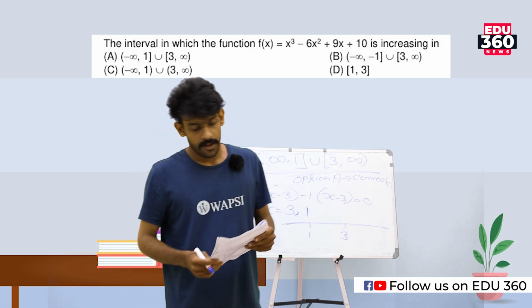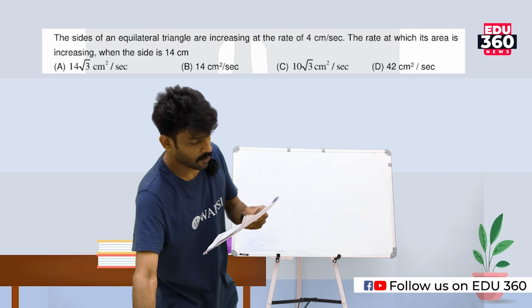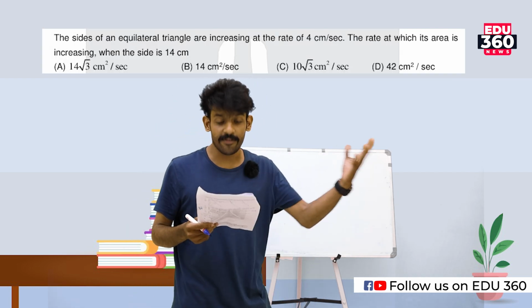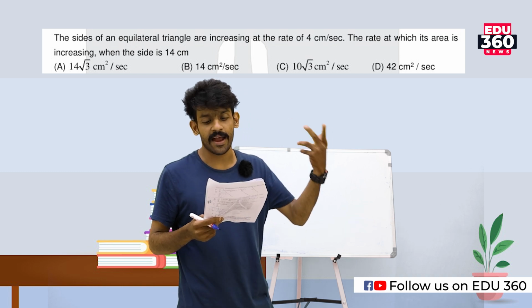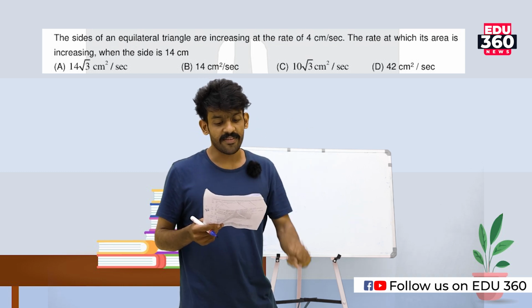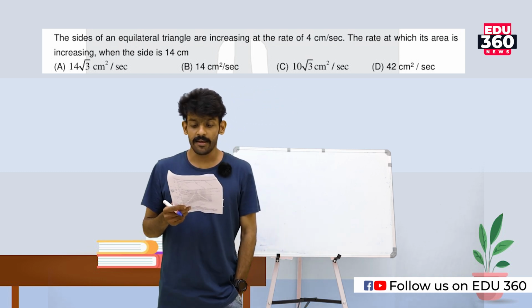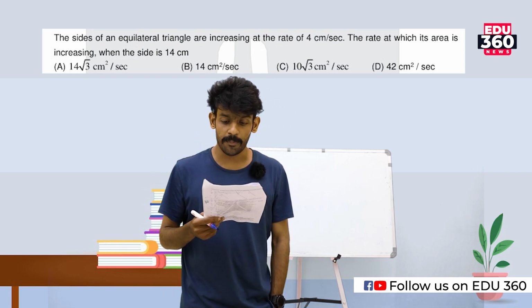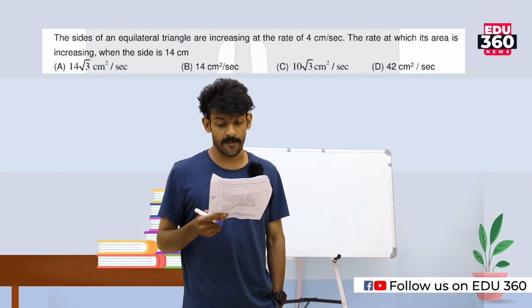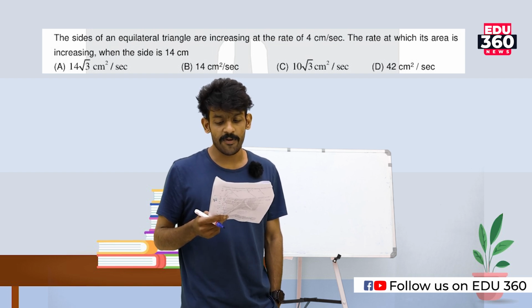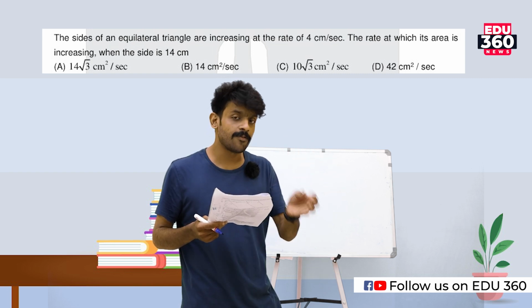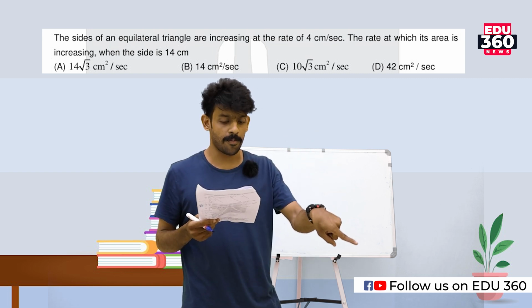Okay, ready? Yes. So the next question is that the sides of an equilateral triangle are increasing at the rate of 4 centimeter per second. Okay, so the sides of an equilateral triangle are increasing at the rate of 4 centimeter per second, and the rate at which its area is increasing, when the side is 14 centimeter. You can see there are 4 options.